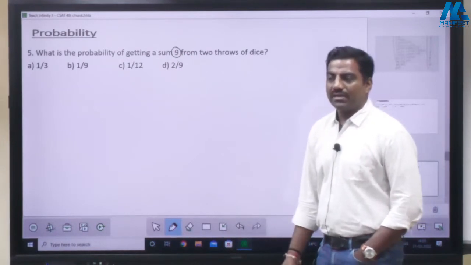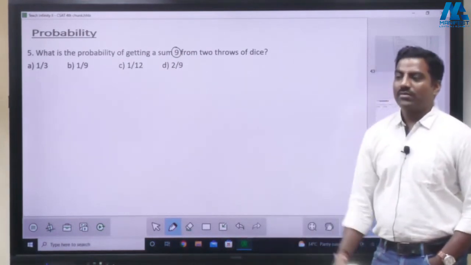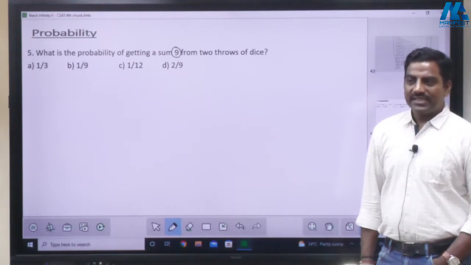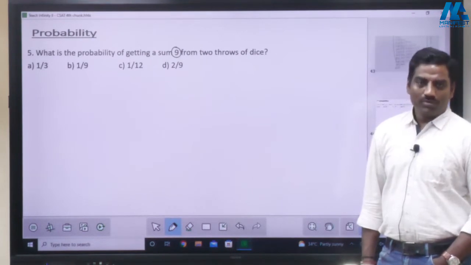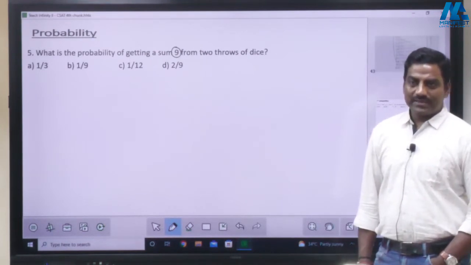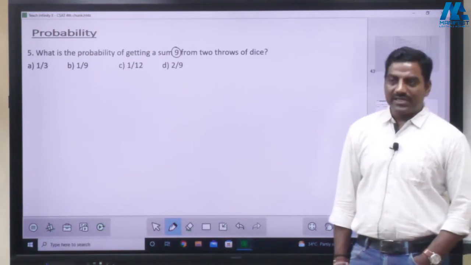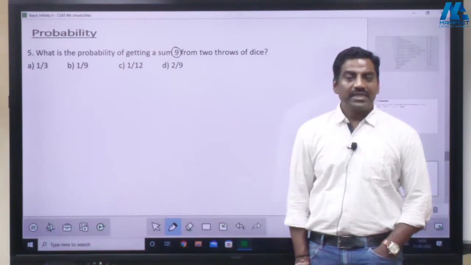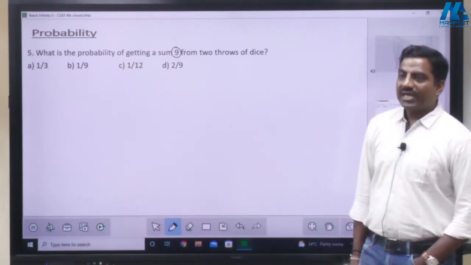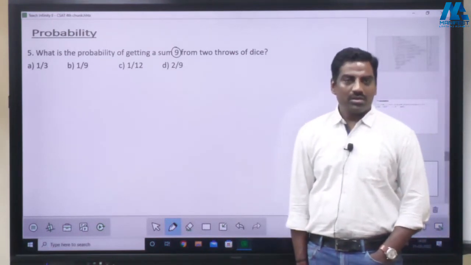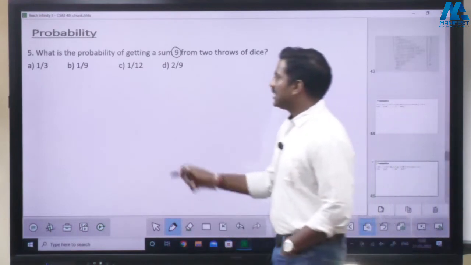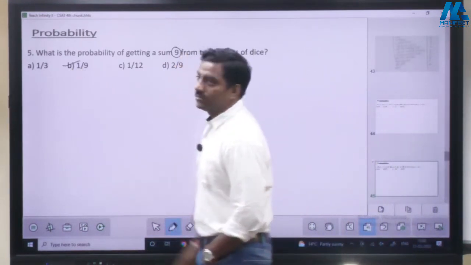The sum has to be 9. I have already solved it: 3, 6, 6, 3, 4, 5, 5, 4. 4 out of 36. 36 is all possibilities, right? The number of all possibilities is 36. Out of them, we can choose 4. Yes, 4 by 36, that is 1 by 9.